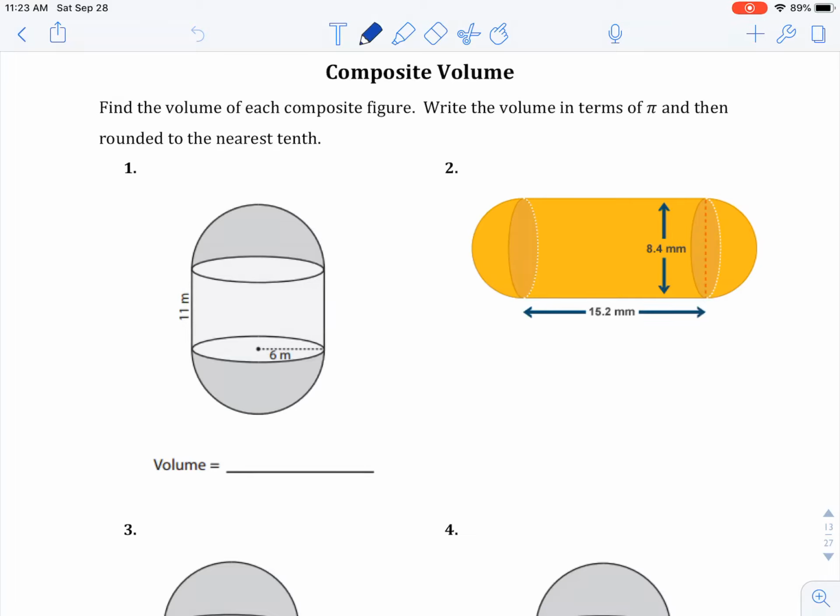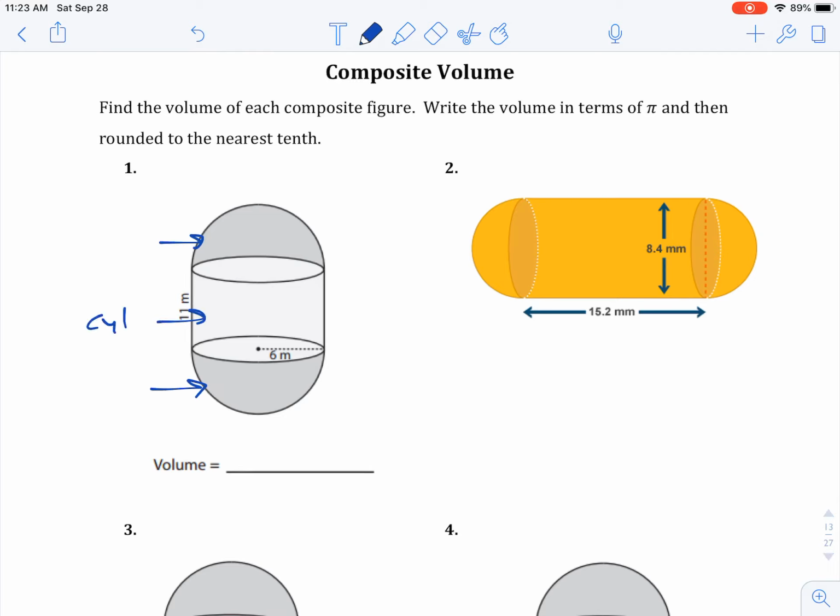Hi everyone. To find composite volume, we're going to find just the volume of the pieces and add them together because the shape is composed of more than one piece. So for the first one here, we've got different shapes. We've got a hemisphere, which is half a sphere, on the top and the bottom. So when you have two halves of a sphere, it's the same thing as a full sphere. Then we've also got a cylinder in the middle.